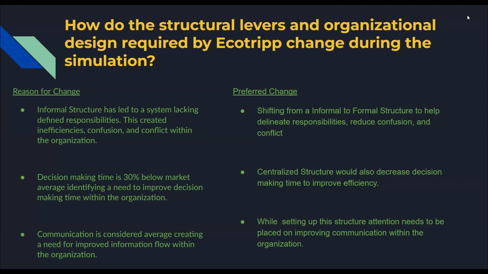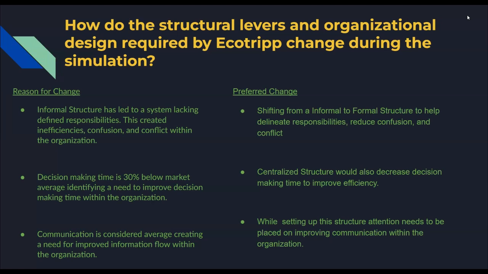Reasons for change. Informal structure has led to a system lacking defined responsibilities, which has created inefficiencies, confusion within the organization, and conflict. The decision-making time is 30% below market average, identifying a significant need for improvement. And the communication is considered average at best, creating a need for an improved information flow within the organization.